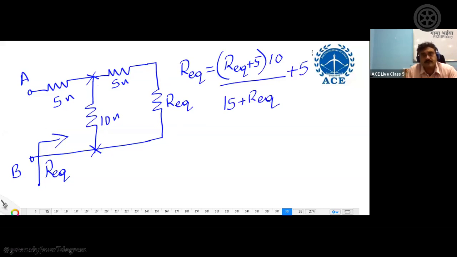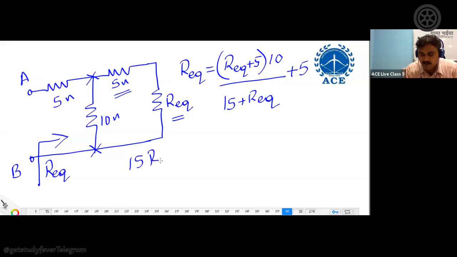That's all. Okay. Is it clear? 5 and R equivalent are in series because the same current will flow in these branches. Then the combination is coming between the same set of nodes here, so they are in parallel. Now the result again comes in series with this 5 ohms. So that should be equal to your R equivalent. So what will be this value?